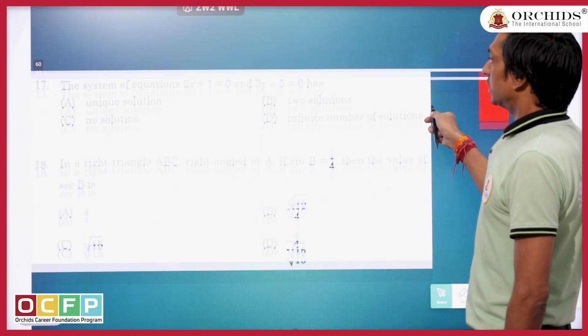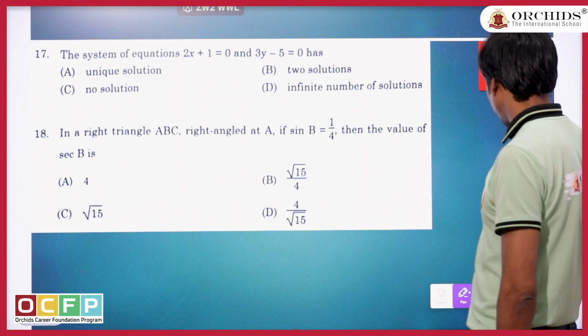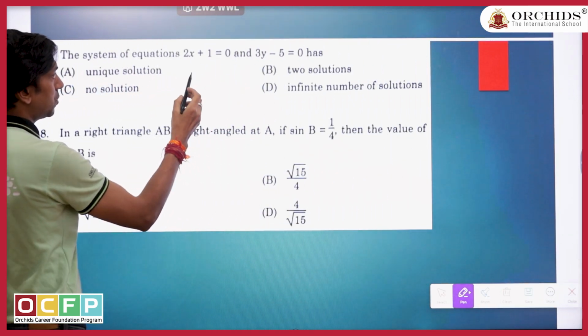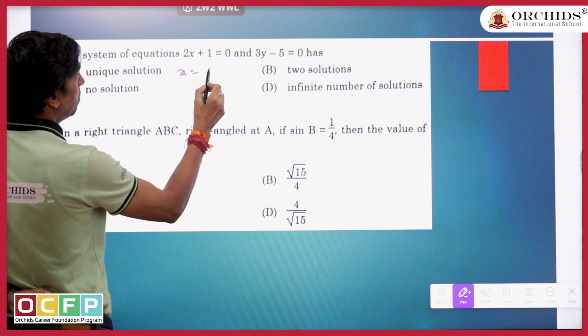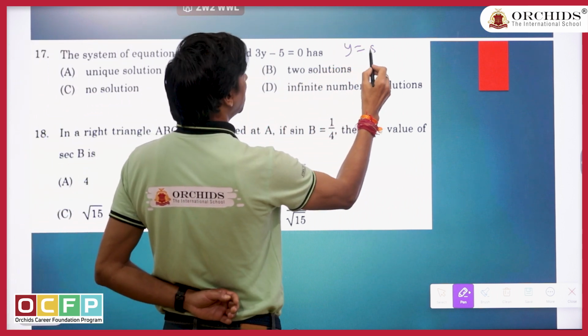So next problem, the system of equations is given. Is this having a unique solution, or what kind of solution? So let's see, these are the equations of x and y axis: x equal to minus 1 by 2, and the other equation is y is equal to 5 by 3.